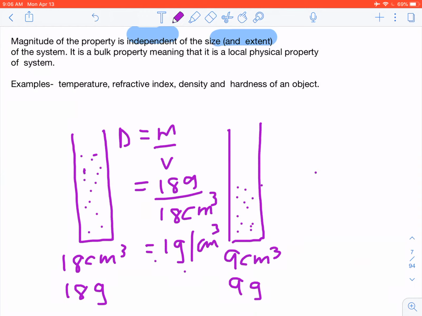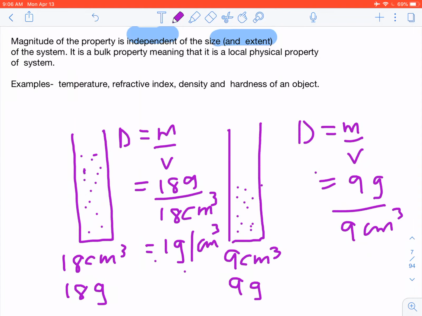If we look at this one here, we also have density equal to mass upon volume, which means 9 grams upon 9 cubic centimeters is equal to 1 gram per centimeter cubed. So density is an intensive property. You can see the mass of the sample has changed, the volume has changed, but the density, which is a measure of mass per unit volume, is a constant.